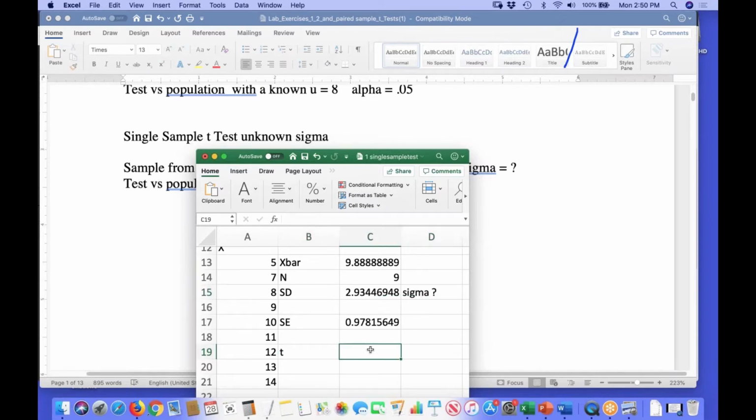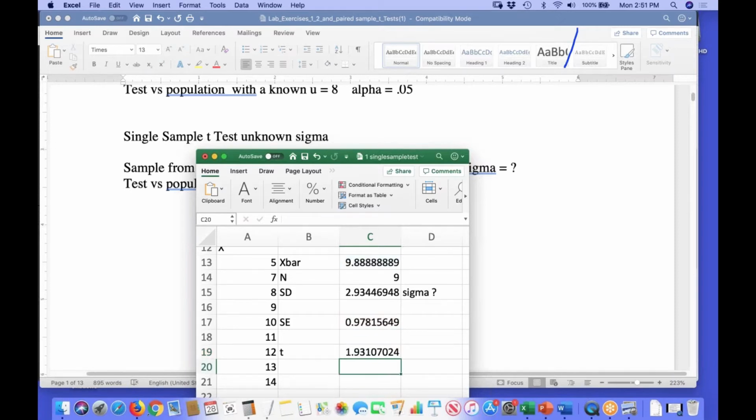So in this case, we're going to calculate the number of standard errors apart that these are, but I'm going to call it a T value instead of a Z value. The T value is going to be equal to, just like before, 9.89 minus the value of the mean, 8, divided by, let me put this in parentheses first, my calculation for the standard error, which is this value.